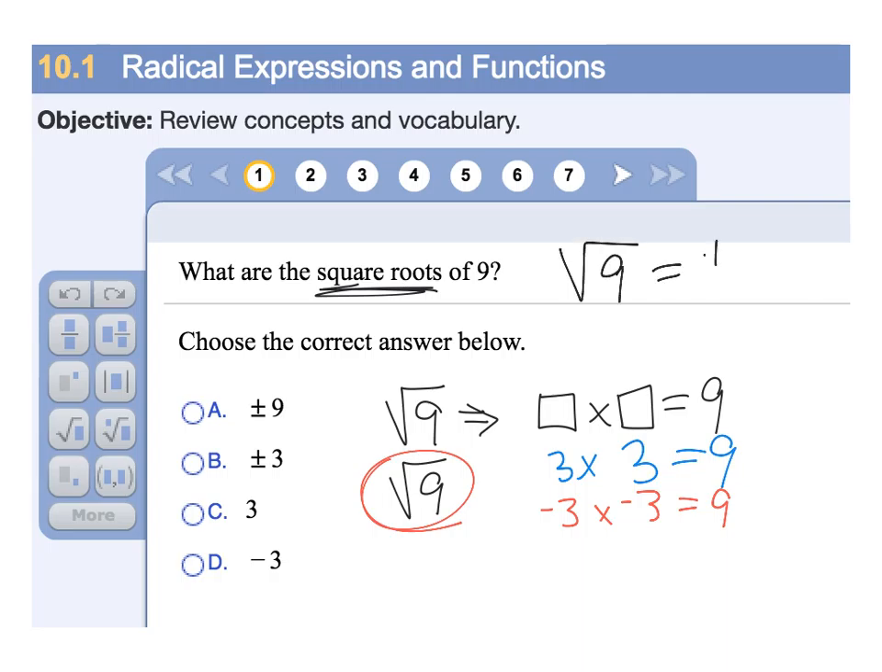So the square root of 9 is equal to positive 3 or negative 3. So that's why we put that little symbol there. So the answer in this case is B.